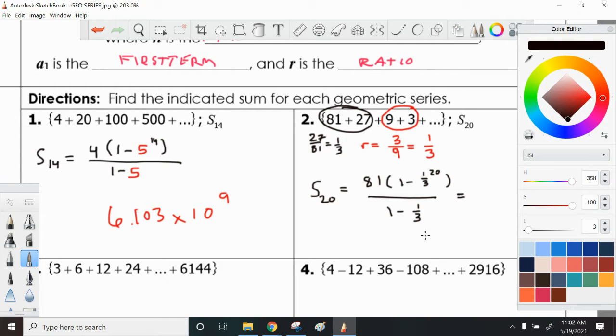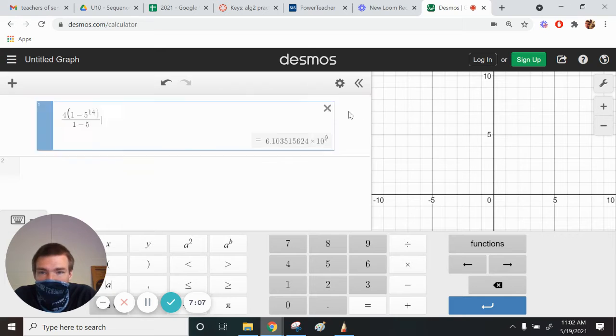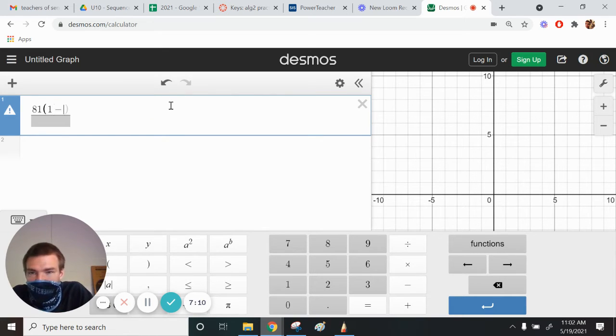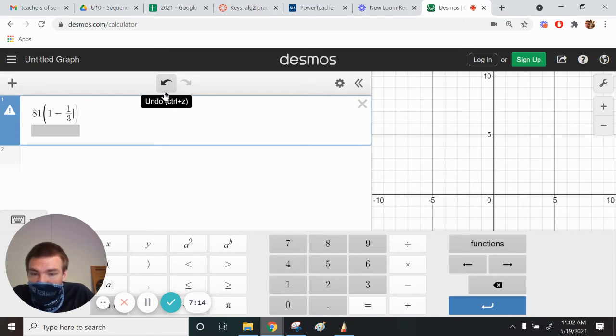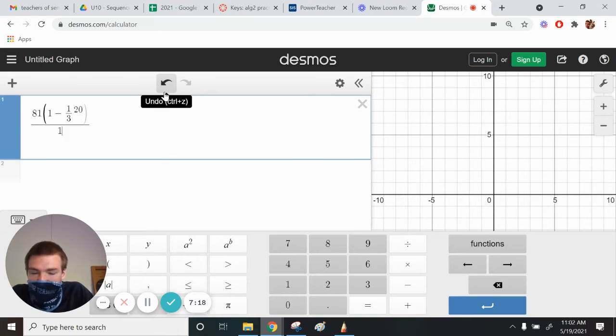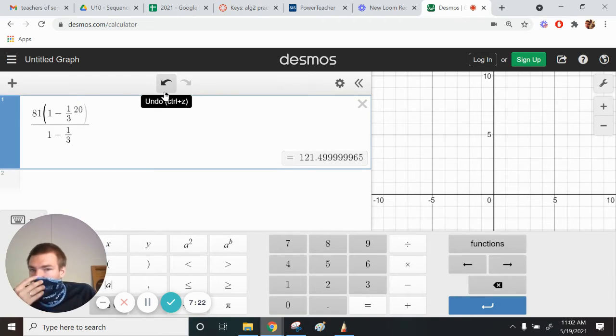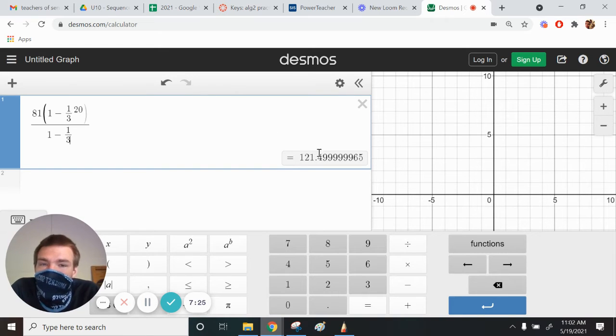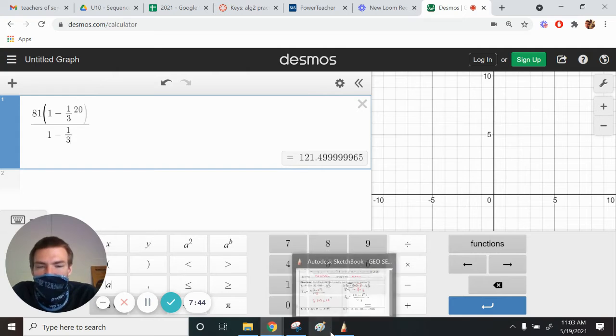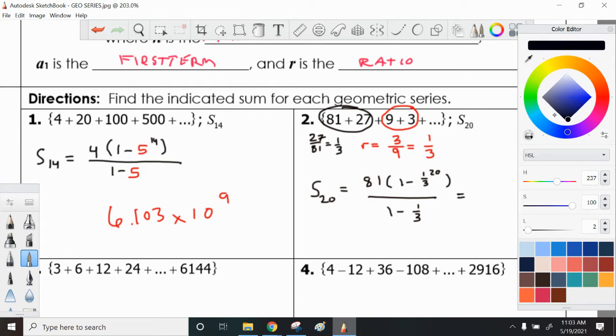And now I just need to go and type that in Desmos. That would be a fraction. 81, our first term. 1 minus R. Our R is 1/3 to the power of 20. In the denominator, we need to have 1 minus 1/3. And you can see here that my answer is 121.49999999999. It's not, you know, 10 quadrillion because our numbers are getting smaller. And so we're not just going up and up and up, bigger and bigger. We're kind of getting capped out. Cool. Let's just put 121.499 repeating, whatever. Let's just leave it with that.